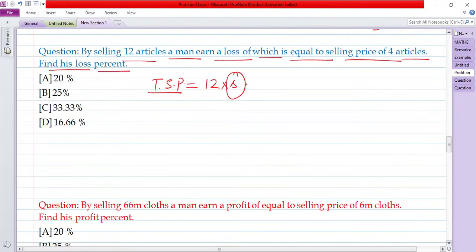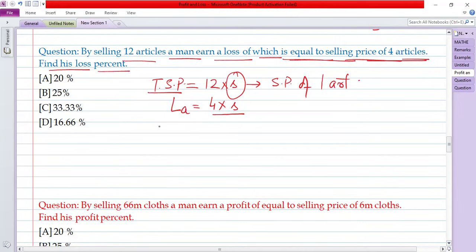Okay, and what is this S? Obviously, this is the selling price of one article. And here, what is our loss amount? Obviously, it is 4 times S. The loss amount is 4 times S because the loss is equal to the selling price of 4 articles.